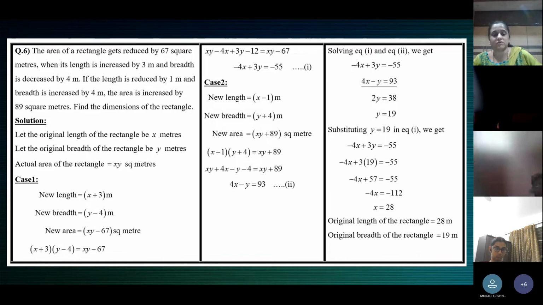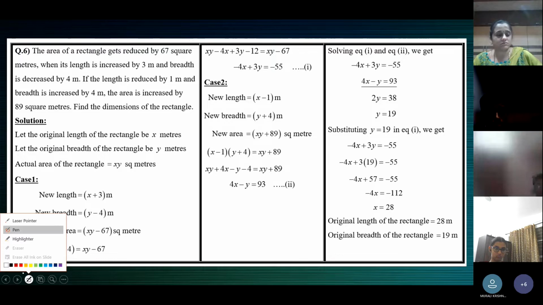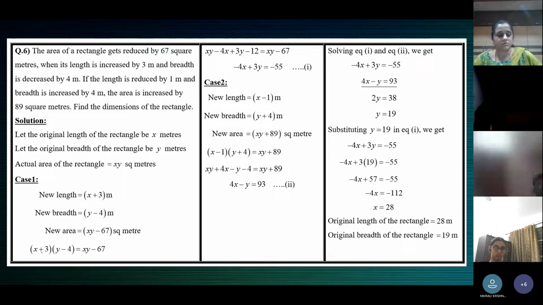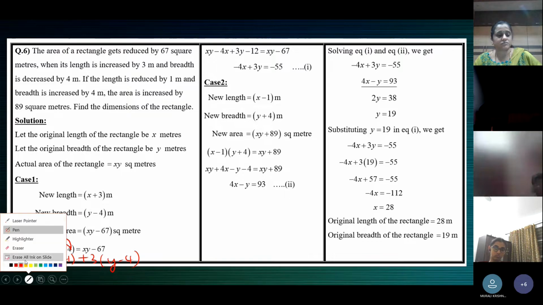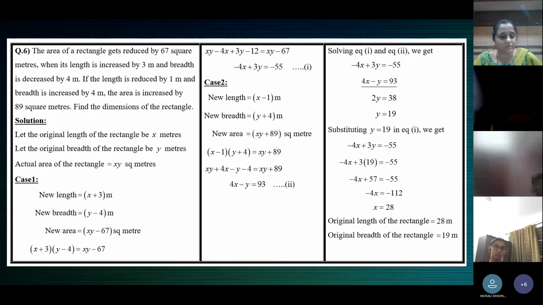So how to multiply is the first term x with the second bracket, y minus 4, plus 3 into y minus 4. X into y, x into minus 4. 3 into y, 3 into minus 4. See, because sometimes we think it is just x into y and 3 into minus 4. First term, second bracket. Then the second term, second bracket.